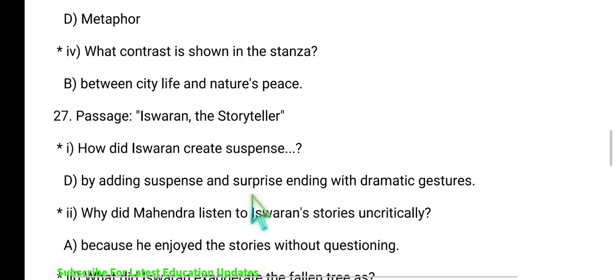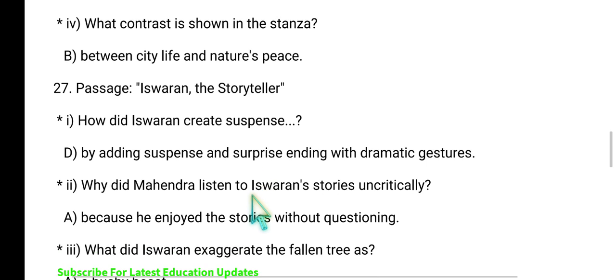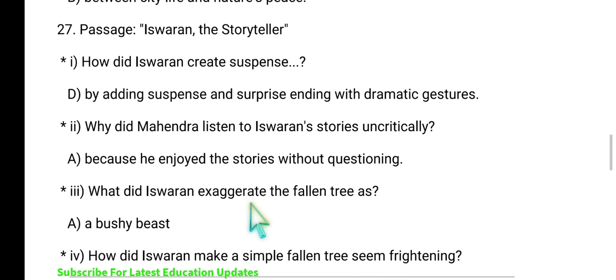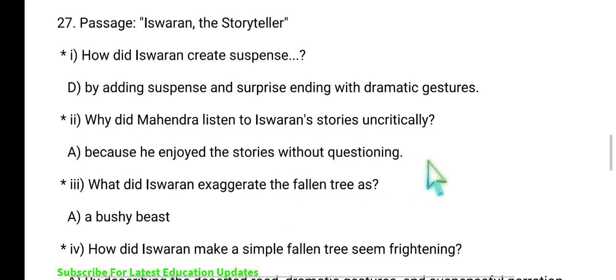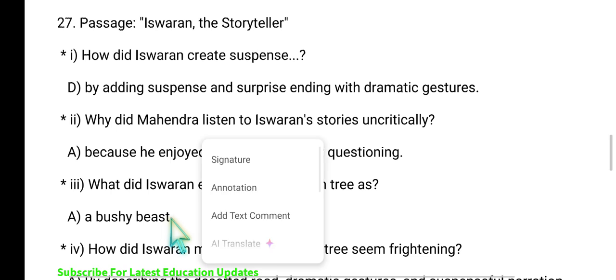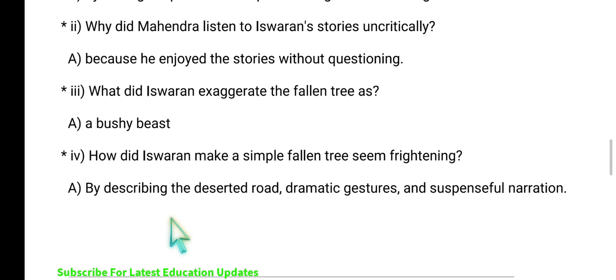the storyteller Aishwaran. How did Aishwaran create suspense? By adding suspense and surprise ending with dramatic gestures. Why did Mahendra listen to Aishwaran's stories uncritically? Because he enjoyed the stories without questioning. Why did he exaggerate the fallen tree as a bushy beast? How did he make a simple fallen tree seem frightening? By describing the deserted road, dramatic gestures, and suspenseful narration.